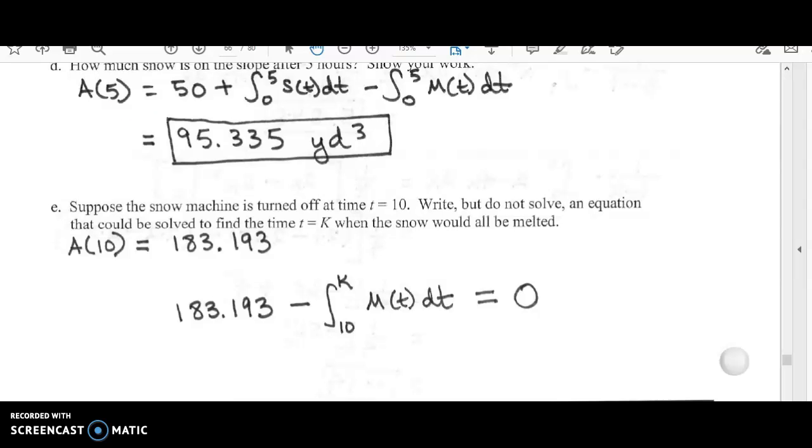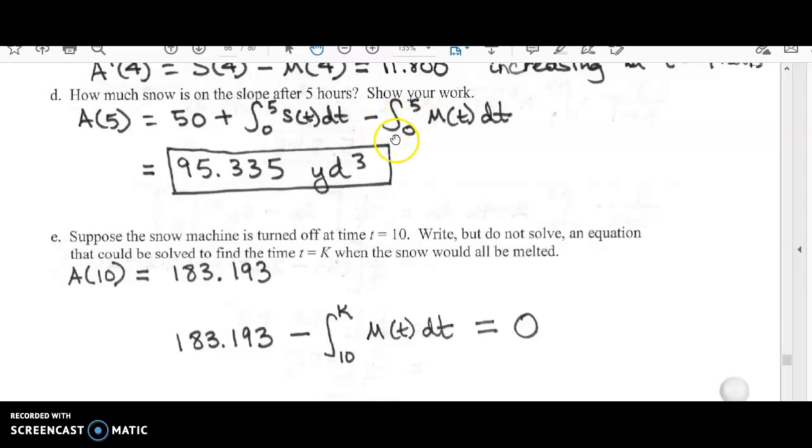All right, I was right there finishing up in the last video. So hopefully this makes sense where I'm leaving off. If the snow machine ended at t equals 10, what we can use is that same formula that we had from before to figure out how much snow is on the mountain.